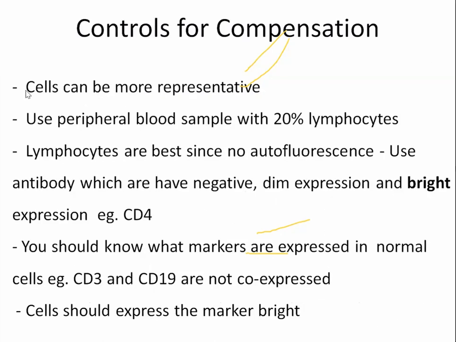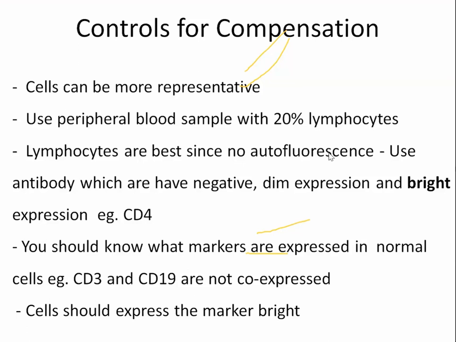So finally, if you see in regular practice, cells are more representative. Use a peripheral blood sample with 20% lymphocytes, because lymphocytes are the population you will be using as compensation controls. Lymphocytes are best since there is no autofluorescence. There are no granules in the lymphocytes, so there is no autofluorescence. One more advantage with lymphocytes is that they show a bimodal population. If you are using CD19, again you get negative with T, positive with B. If you are using CD4, helper cells will be positive, all other cells will be negative. If you are using CD8, cytotoxic cells will be positive, all other cells will be negative.